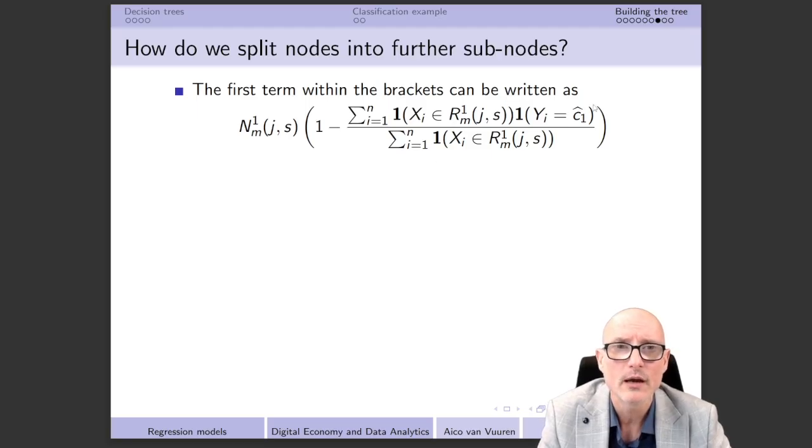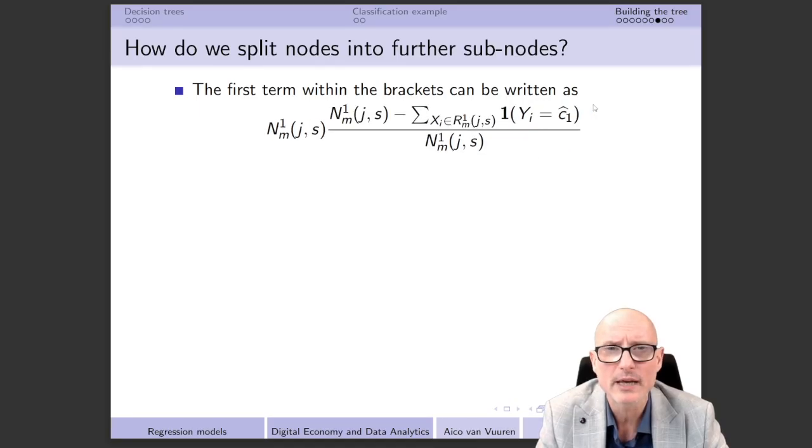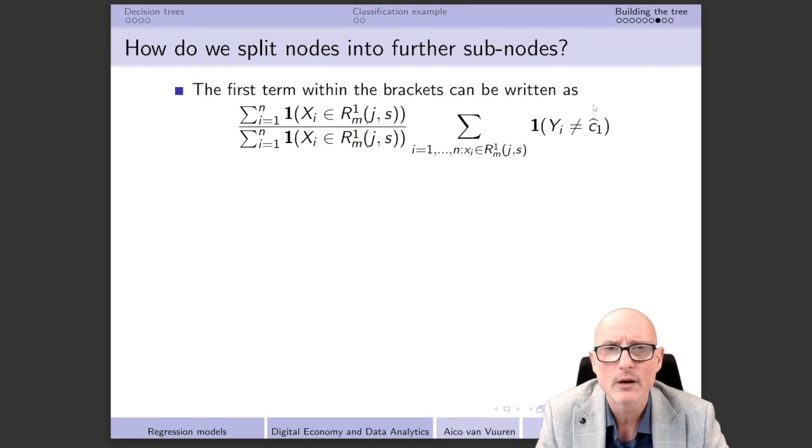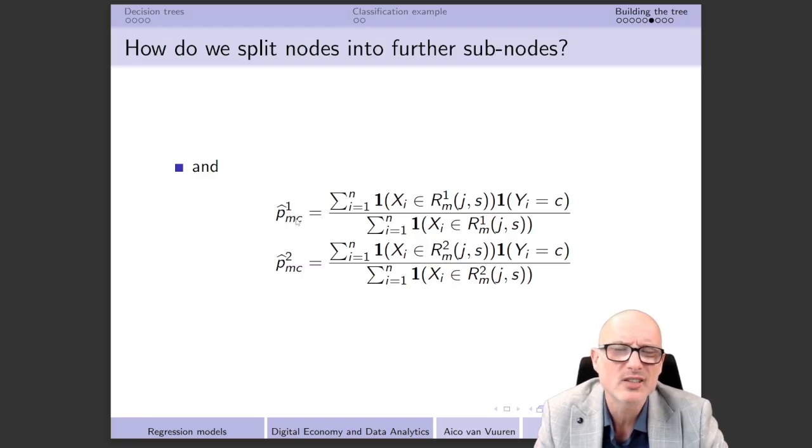In order to make clear that we have already seen this before, what we can do is go back to the slide that we have over here. We should realize that what we had in our final step was almost identical to this P hat N1MC, with essentially the only difference that here we have a general class C, and there we had the class C1 hat, the one that was most frequent.